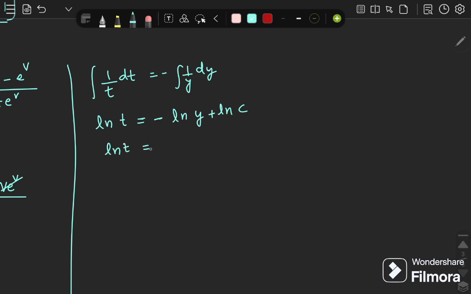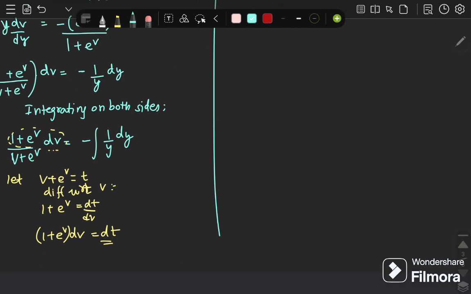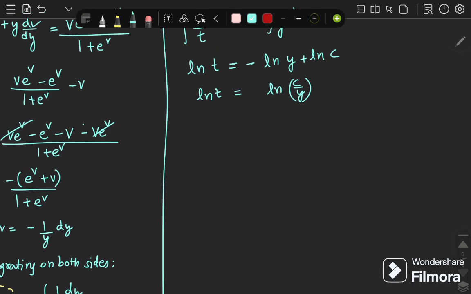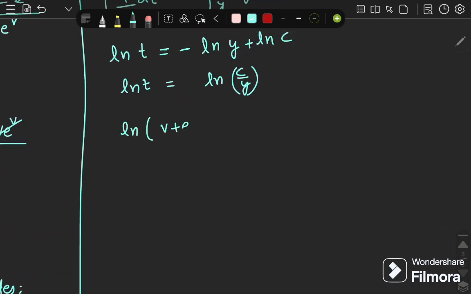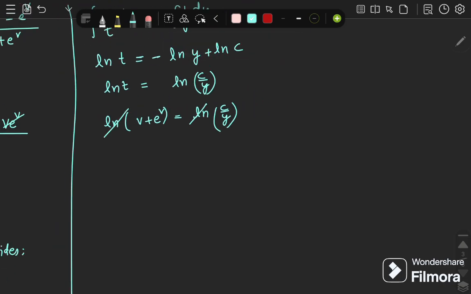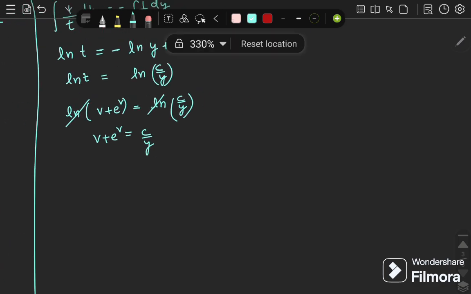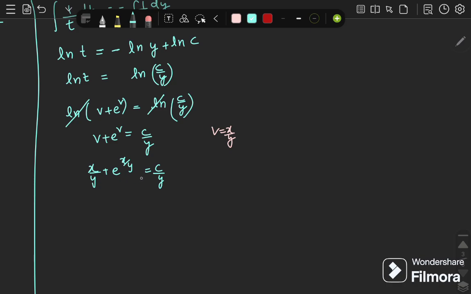So this can be written as ln t equals ln(c/y), right? Now what was the t value? t is equal to v + e^v. So ln(v + e^v) equals ln(c/y). Now we can cancel both of the log terms. We will get v + e^v equals c/y. Now we'll just put the value of v as well. v is equal to x/y, right? So x/y + e^(x/y) equals c/y. If I take y as LCM and cancel on both sides, I'll get x + y e^(x/y) equals c. And this is our final answer.